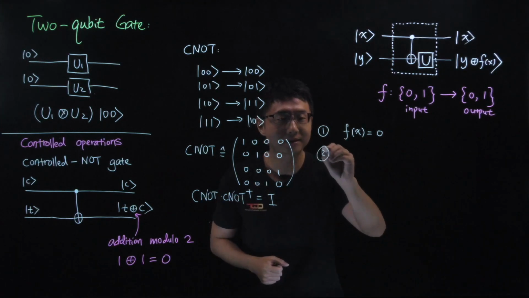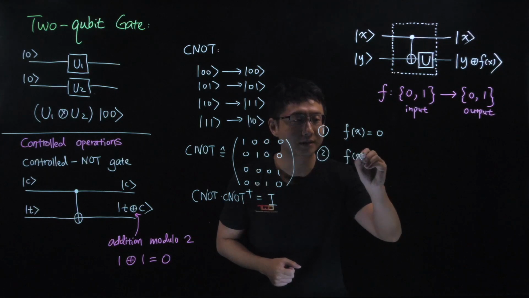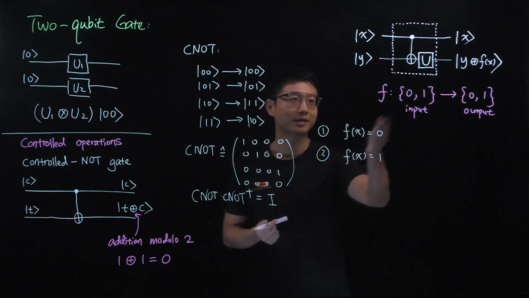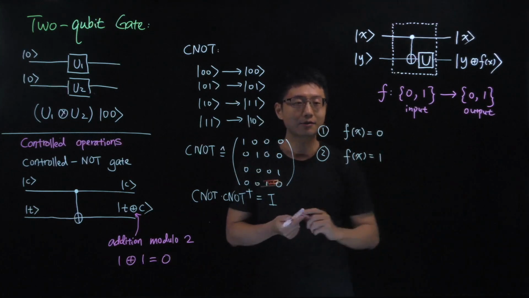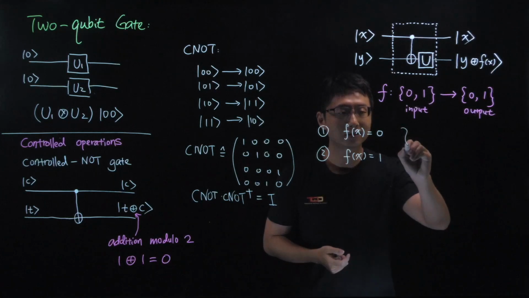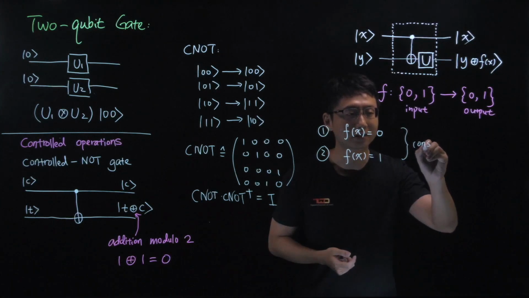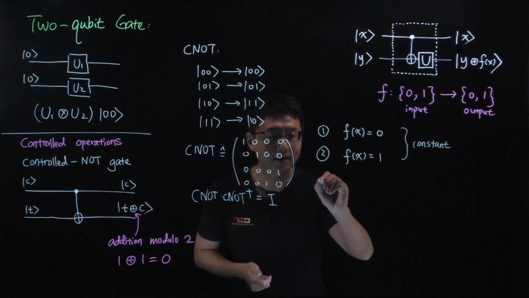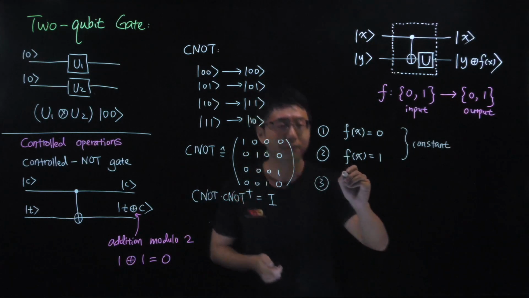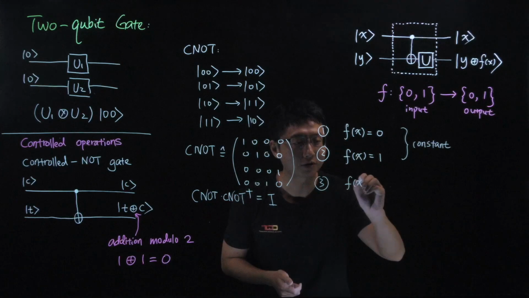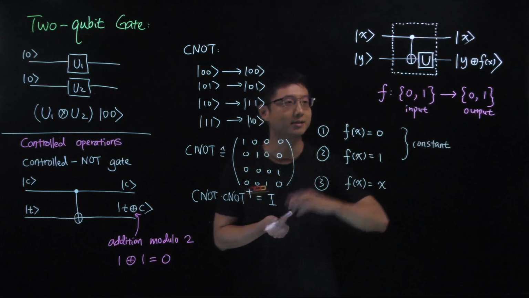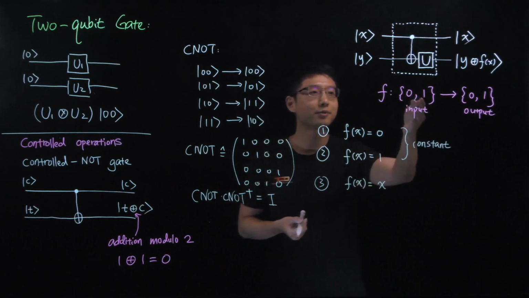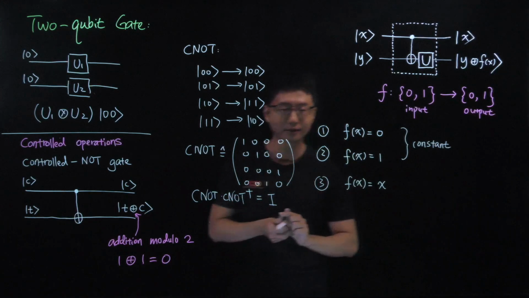The second type is that the function is always equal to 1. Again, doesn't matter what the input is. So these kinds of functions are called constant functions because the output is just a constant value. There is the third type where f of x is equal to x. So if the input is 0, then the output is 0. If the input is 1, then the output is also 1.